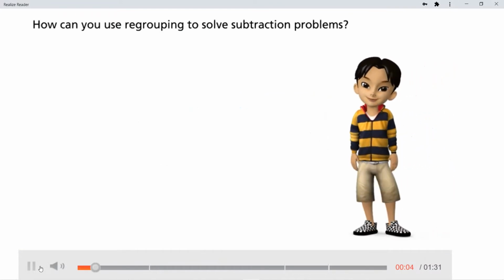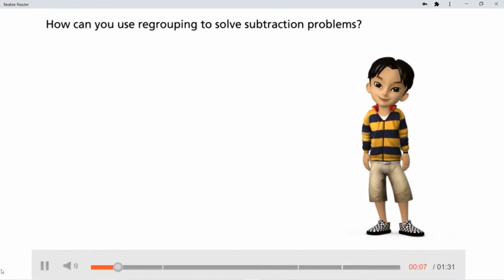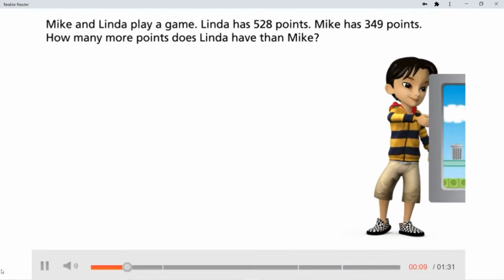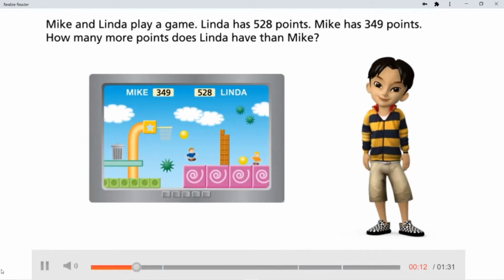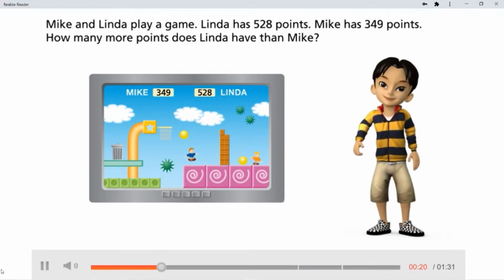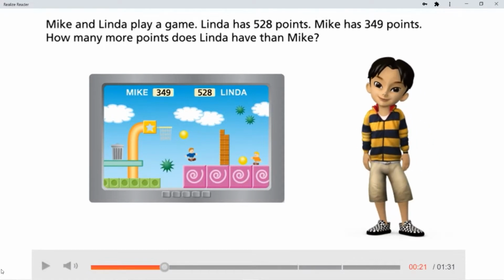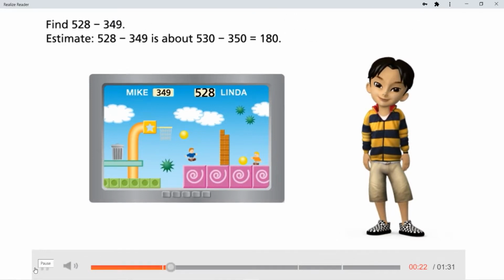How can you use regrouping to solve subtraction problems? Mike and Linda play a game. Linda has 528 points. Mike has 349 points. How many more points does Linda have than Mike? Find 528 minus 349. 528 minus 349 is about 530 minus 350 equals 180.